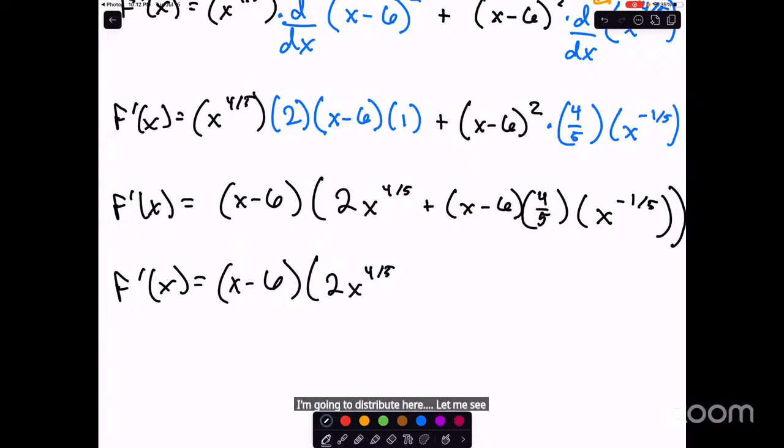Let me see. Now we're going to have a plus. That's a 4 over 5. Now if we got x to the power of a negative 1 over 5 times x to the power of 1, you add the powers. So that's going to be what, 4 over 5? Okay. And then it looks like it's going to be a minus 24 over 5 x to the power of negative 1 over 5. So, it didn't really help us that much.